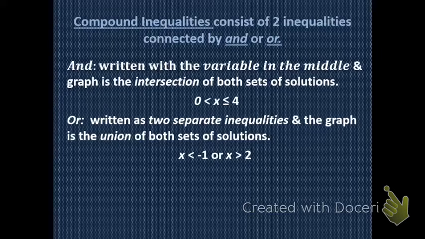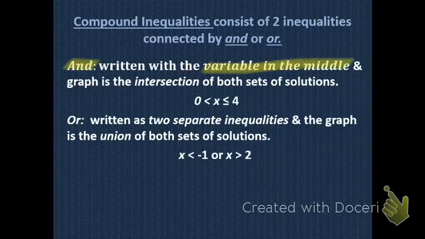Now let's look at the difference between the two types of compound inequalities. The first one is the word and, all right? When the two inequalities are separated by the word and, this one is going to be written with the variable in the middle, and the graph is going to be the intersection of both sets of solutions. So fill in the blanks, and then I want you to highlight and, variable in the middle, and intersection. And we're going to talk about this and we're going to dissect this.